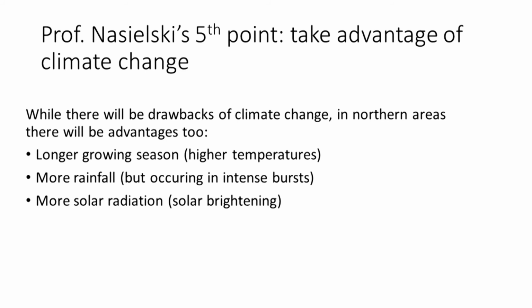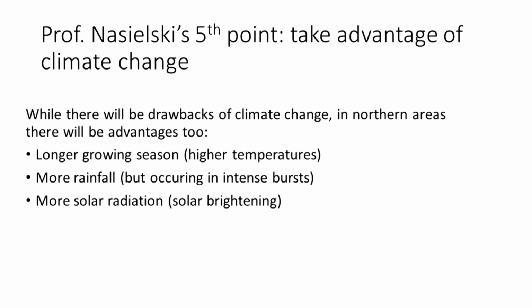Now, in a nutshell, what's going to happen? We're going to have longer growing seasons with higher temperatures. We're going to have more rainfall in the growing season, but occurring in shorter, more intense bursts, like really heavy downpours. And we're going to have more solar radiation, what's called solar brightening. Now, this is not the sun getting brighter. It's just the fact that we have more radiation hitting the ground, hitting those crops, so we have more opportunity for photosynthesis. And that has to do with less cloud cover.